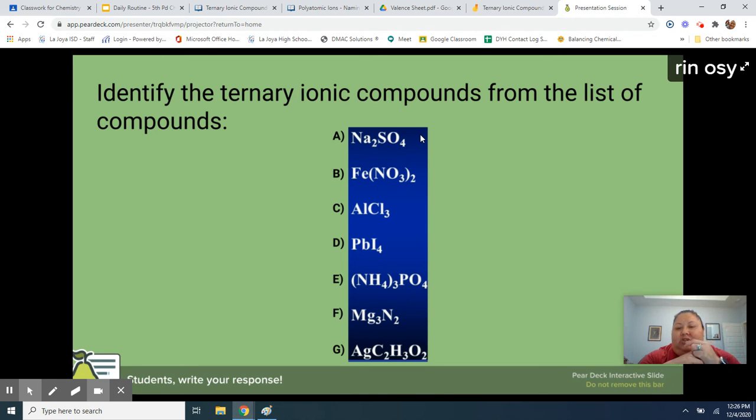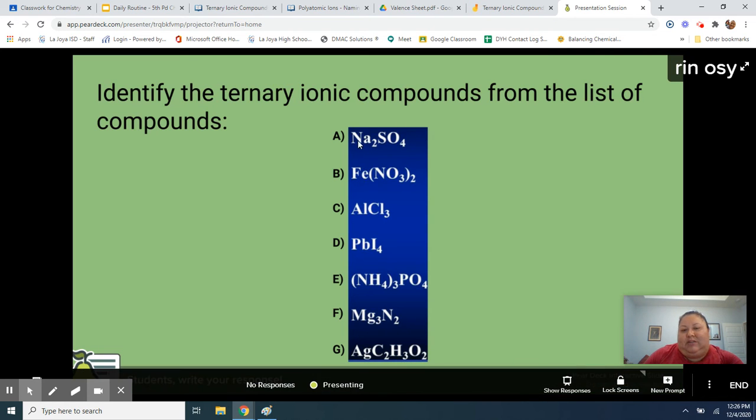letter G, ternary, letter B, ternary, and they're missing one. Which one are you missing, guys? That's ternary. There's one more on this list that's ternary. Which one? F as in Frank. Is that three or more, Alexia? F as in Frank. Do you see three capital letters? Letter E. Very good. All right.